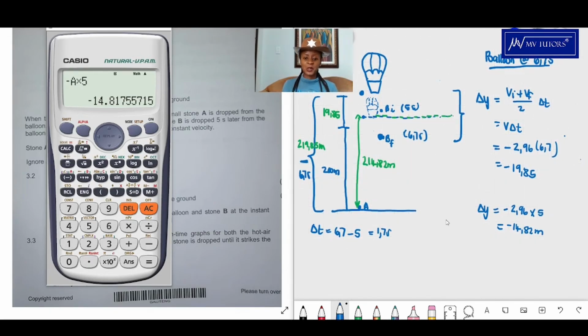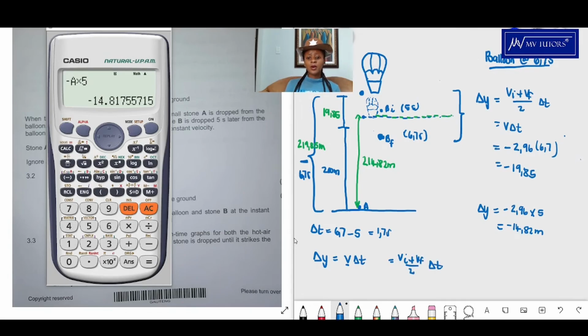I really hope you're following. So we're going to now use that other formula. I can't use this formula here, V times delta T. Remember this V, that's a V average. It was taken from V initial plus V final over 2 times delta T.